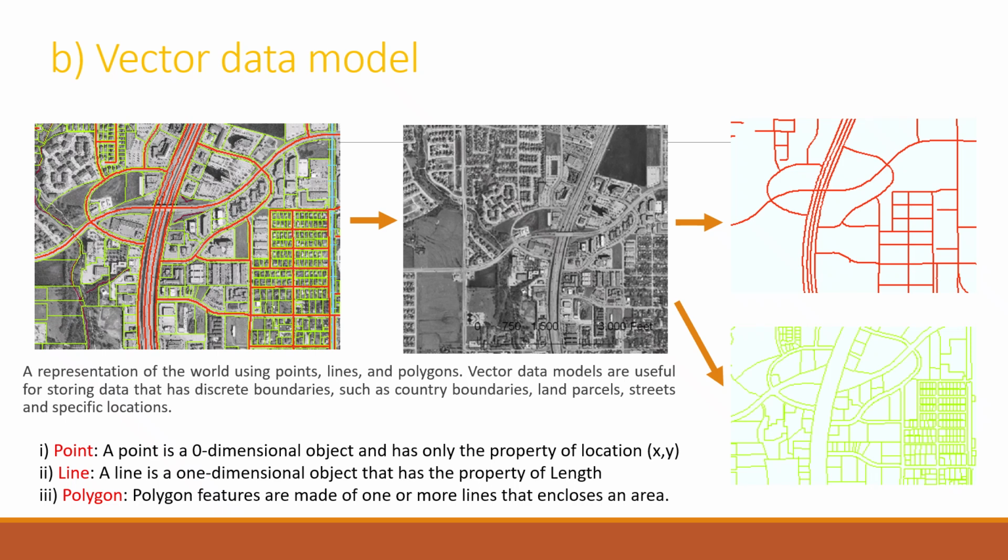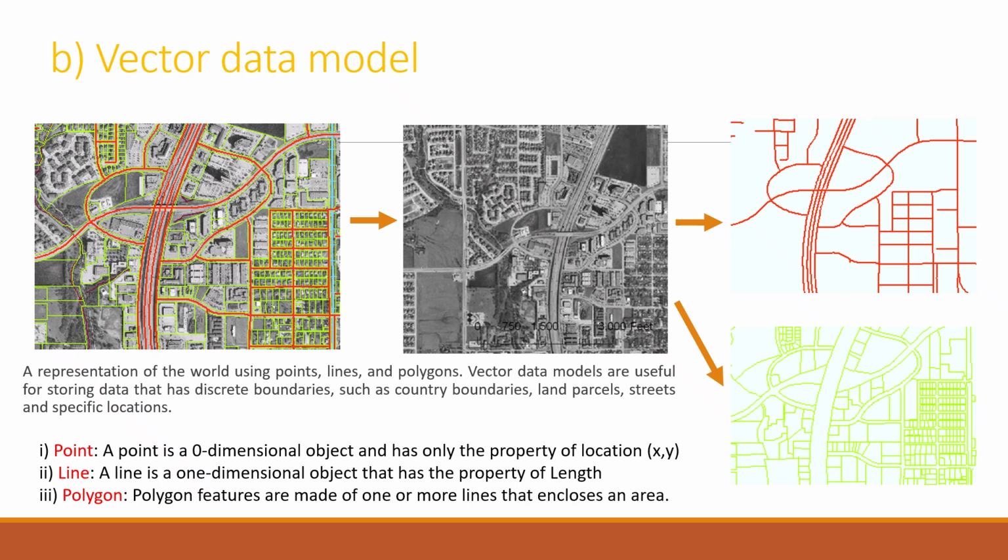Let's understand the vector data model in GIS. The vector data model represents geographic features using points, lines, and polygons. Unlike raster, which uses grids, vector data uses precise coordinates to define the exact location and shape of features. There are three main types of vector features.